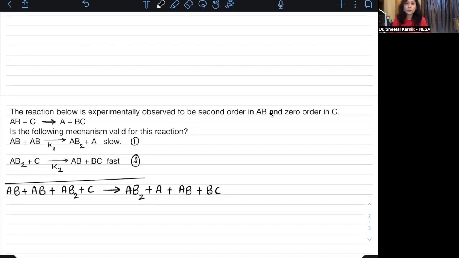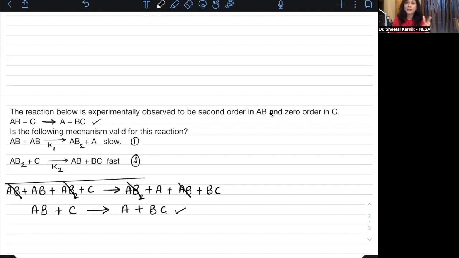Then I'm going to look at the molecules on both sides of the arrow and cancel out the ones that are in common. So here I see there is one AB here, and I can cancel out this AB. I'm also seeing AB2 and AB2, and I can cancel those out. There is nothing else which is common, and therefore I'm going to write down the final reaction: AB plus C gives me A plus BC. I'm going to compare this equation with the equation given to me, and what I'm seeing is that both these equations are the same. Therefore, the first step is a valid step.